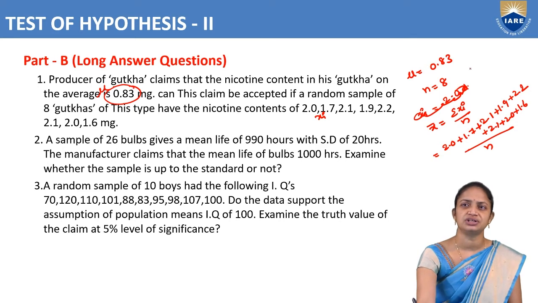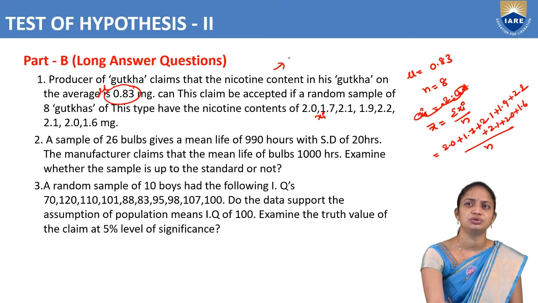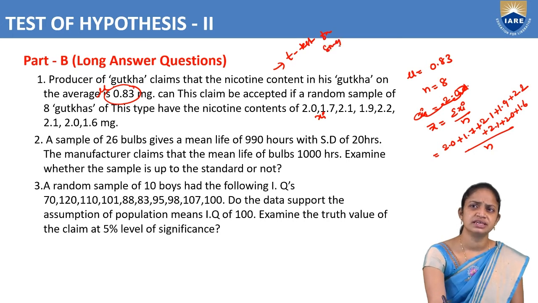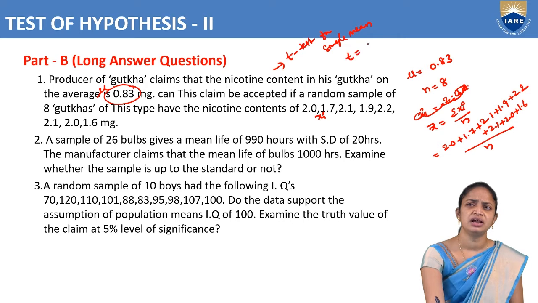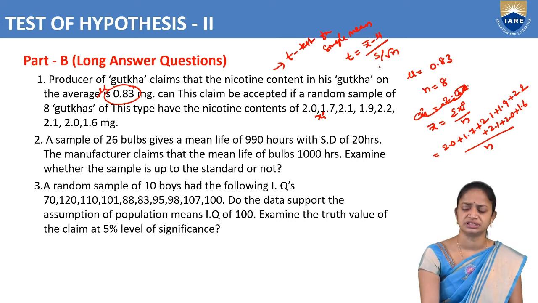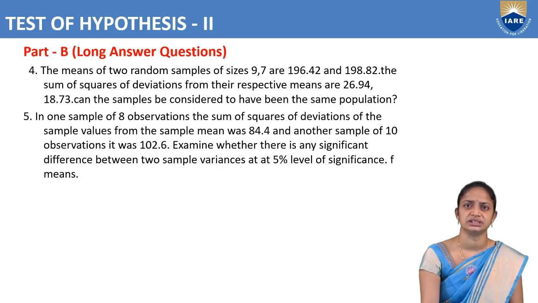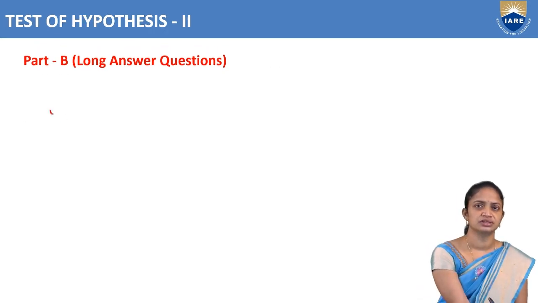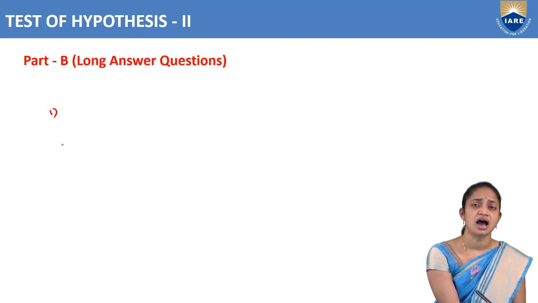So what is the actual formula? Here we have to use t-test for single mean. T-test for single mean. So what is the formula? T equal to x bar minus mu by s by root n. But what is our procedure? I will show you the procedure here. The procedure is the same for all questions in module 5.